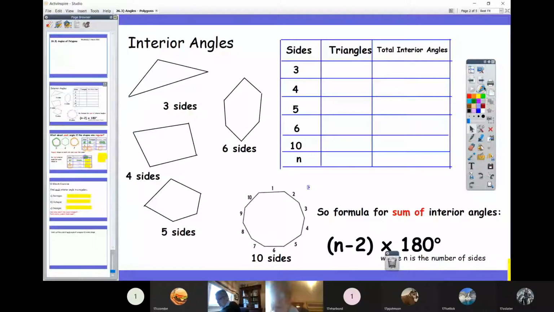The idea is that every single shape can be broken down into triangles.